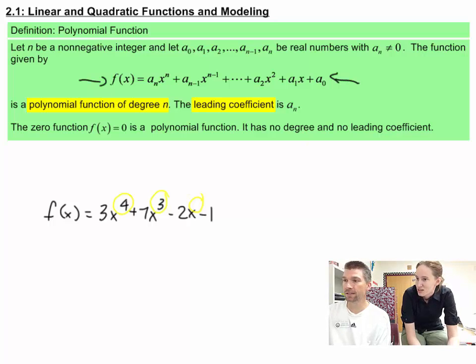It's really cool. This guy is a super secret one. He is x to the 0 power. Because anything to the 0 power is 1.